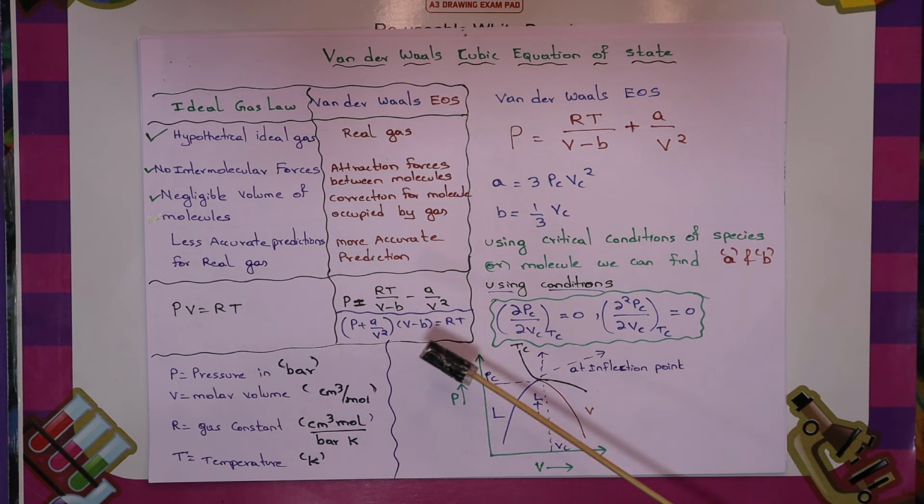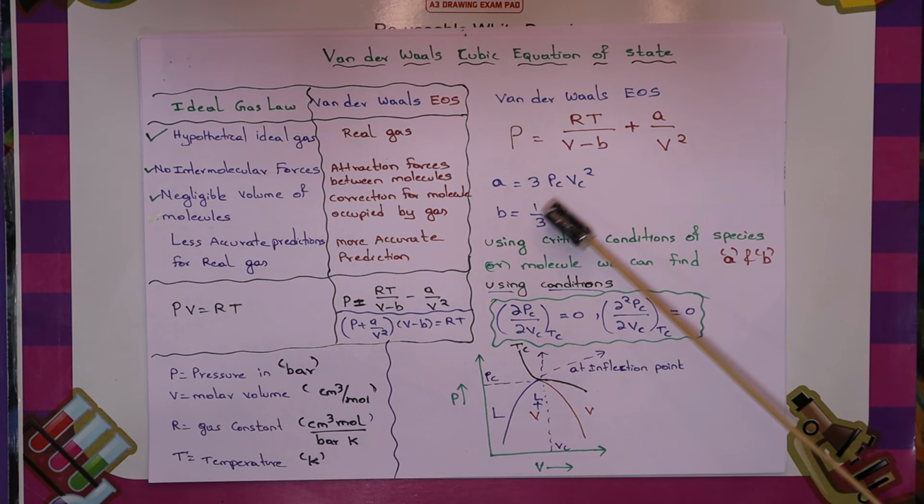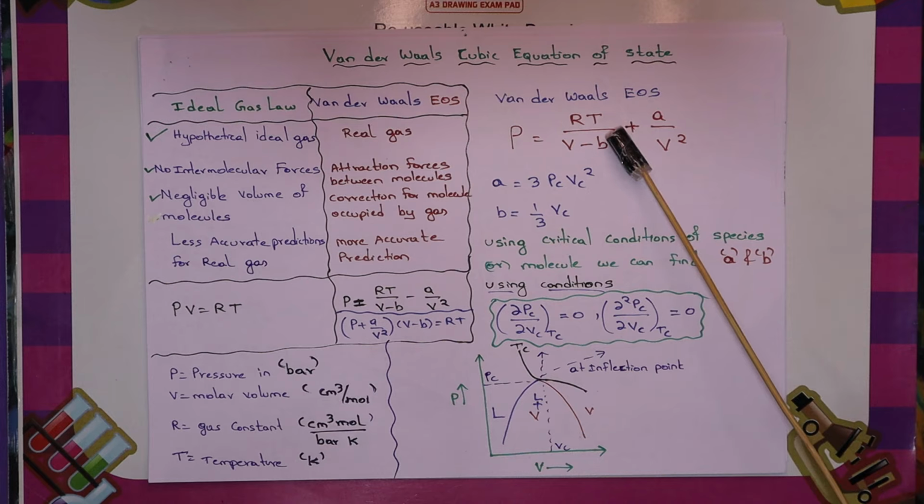How did I get this relationship, A equals 3 times PC VC square and B equals one third VC? To get this information, I need the help of the inflection point. If you remember our pressure-volume diagram, with the liquid plus vapor region and the vapor region, at the critical temperature the line touches the axis at a particular point. This is called the inflection point. The line meeting at this inflection point belongs to a cubic equation of state, which in the present case is the van der Waals equation of state, meeting at the inflection point.